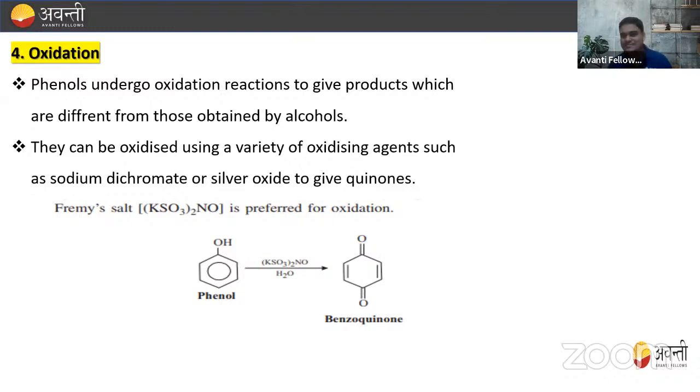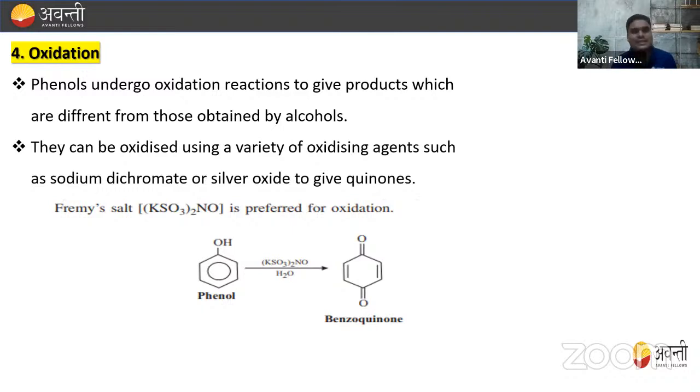Oxidation of alcohol, we have already done it. That is carboxylic acid. We can also say that we get aldehyde as well. Good. So we get aldehyde and ketone as well as carboxylic acid. If we do controlled oxidation, then we get aldehyde and ketone.